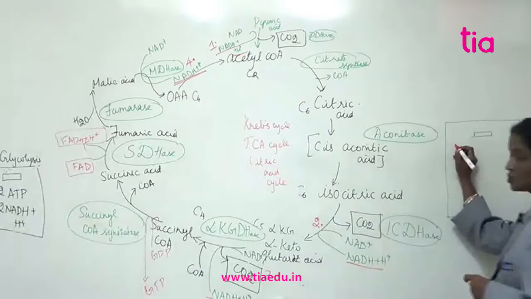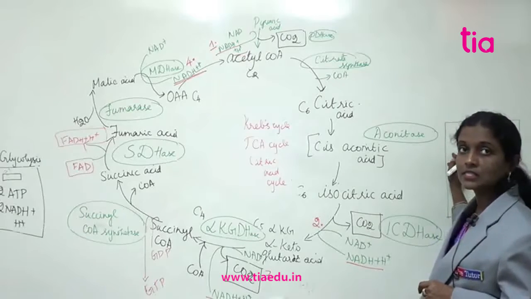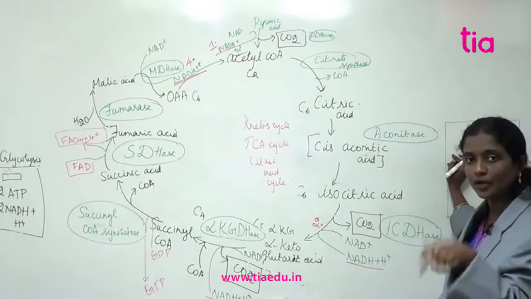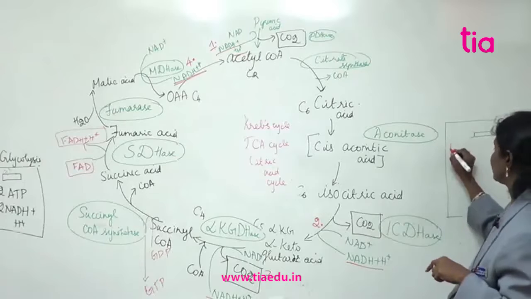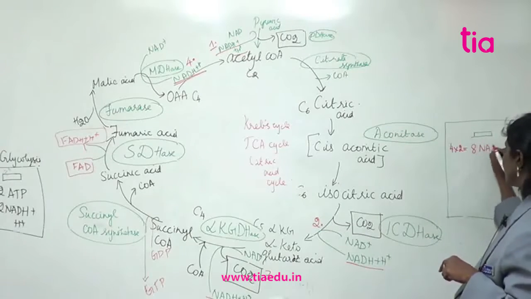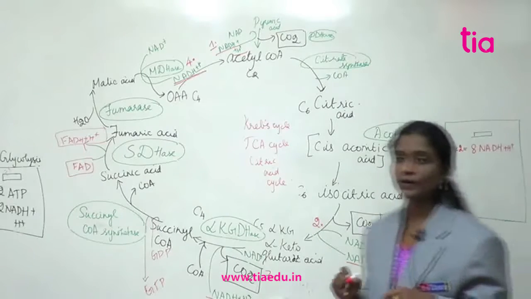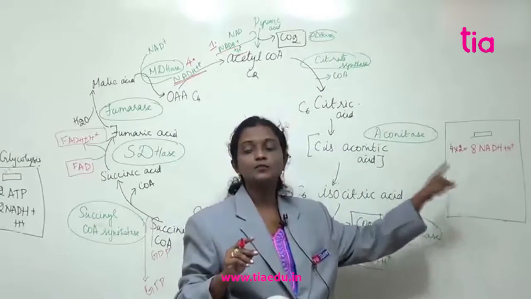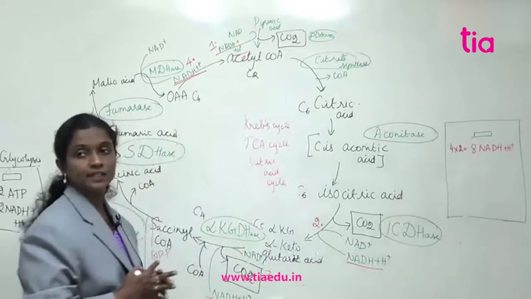So we are dropping. Is it just 4, or 4 into 2? Because we said from the glyceraldehyde step itself, everything is going to go in 2 rounds. So it will be in 2 rounds. So 4 into 2, 8 NADH plus H plus. Am I right? 4 into 2, because 2 rounds. So 8 NADH plus H plus. Okay, fine. Now what is the next one?